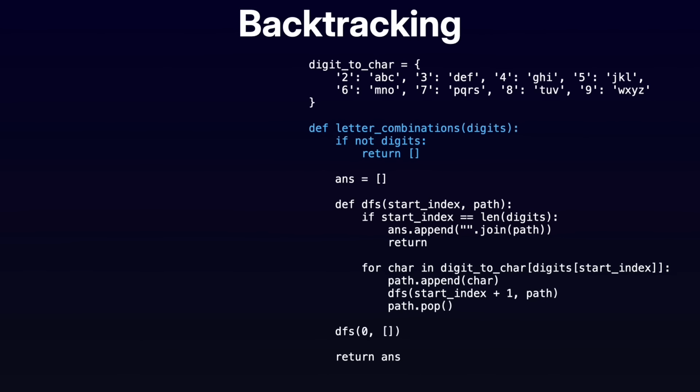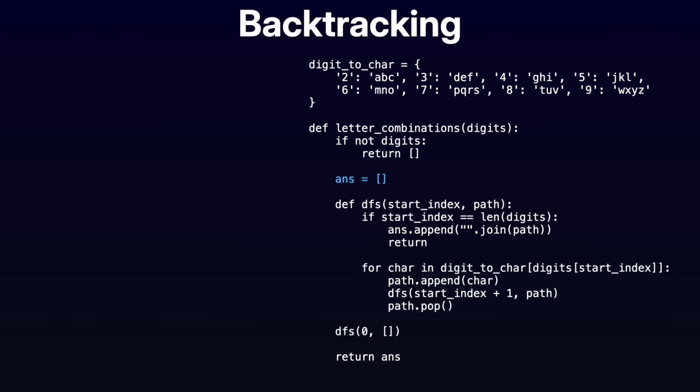We start by taking the input digits and checking if the input is empty, returning an empty list if so. It initializes an empty list ans to store the results and defines a recursive helper function, dfs, to perform depth-first search. The dfs function tracks the current position in the digits string using start_index and builds combinations step by step by adding letters to the path list.